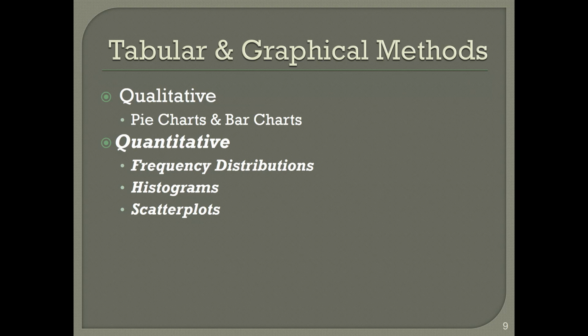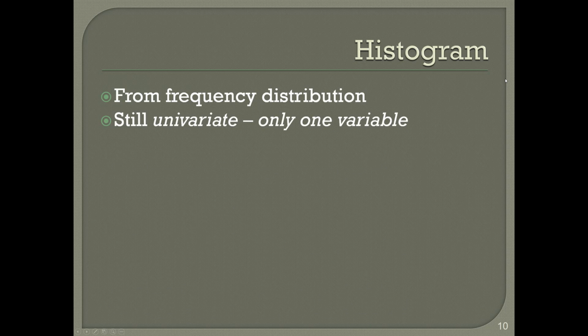Okay, so for quantitative data, we have frequency distributions, histograms, and scatter plots. I'll give you a little background information and then we'll do a demo. The histogram comes from a frequency distribution, so basically how frequently certain things occur, and I'll show you some examples in a bit. It's still univariate, so we're still talking about just one variable, whereas a scatter plot is two variables, but we'll get to that.